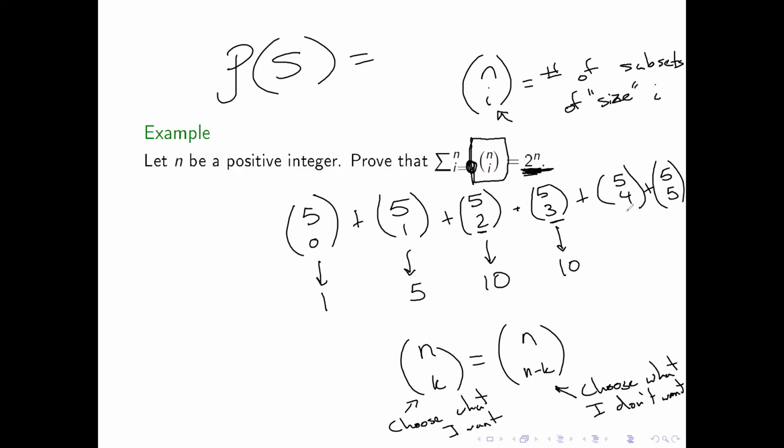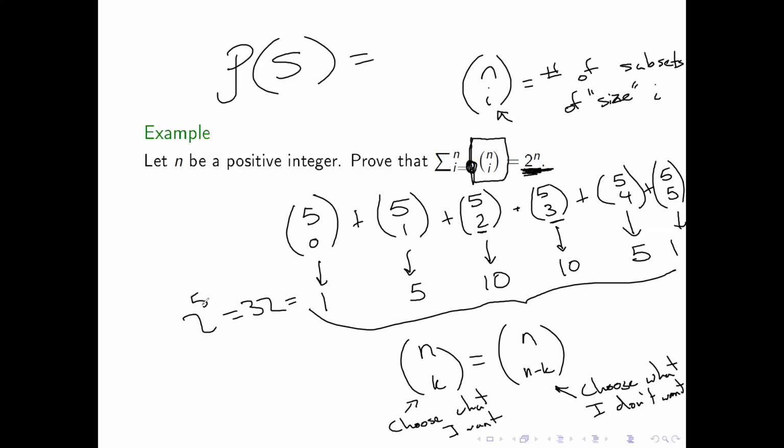So interesting enough, this is equal to 10. All right. And then if I go through the rest of these, 5 choose 4 and 5 choose 5 are also going to be 5 and 1. If we add these up, just so you can really see this, this turns out to equal 32, which is 2 to the 5th power.